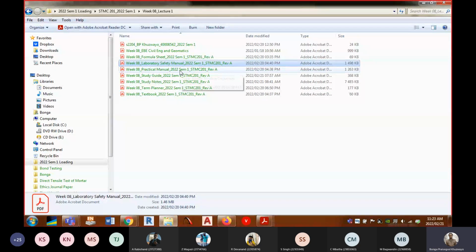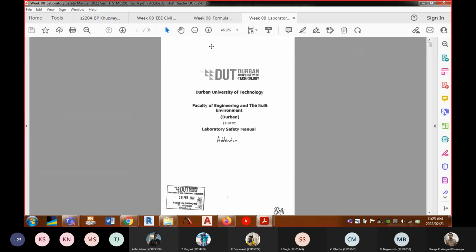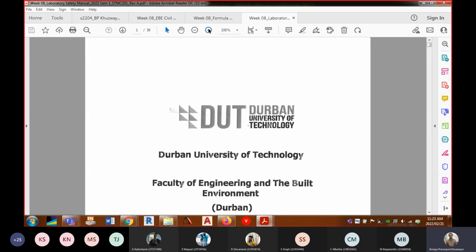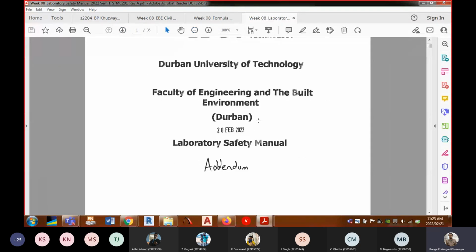Right, and then we have the laboratory safety manual. So we're going to talk about the practicals that you're going to do this semester, but I need to make sure that I don't forget to tell you that we have the laboratory safety manual. Right, so this is an addendum to your PEC manual, which we'll discuss soon.